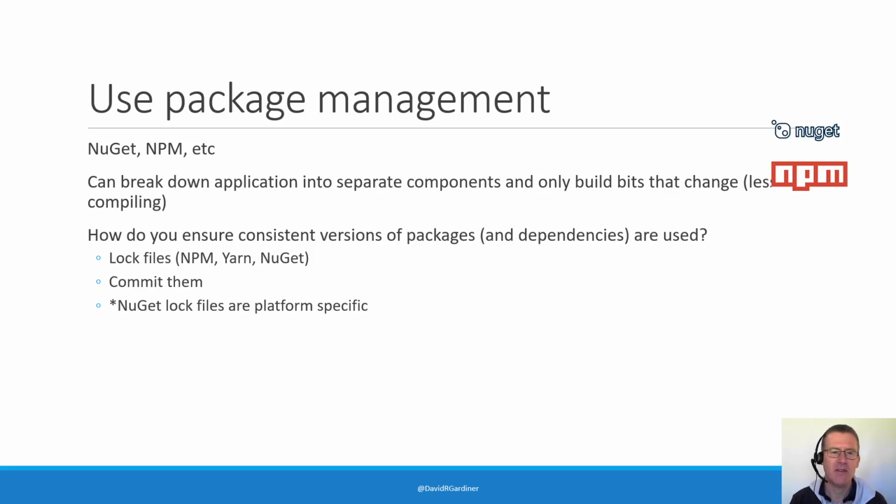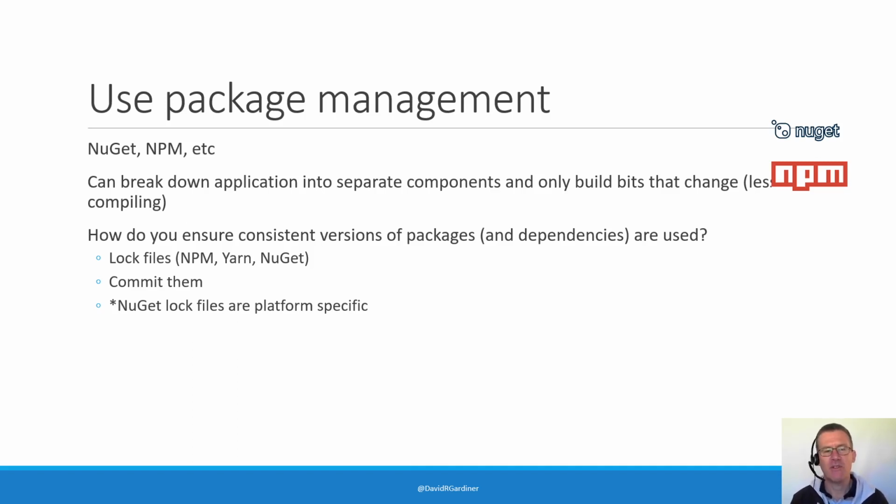So lock files are one popular way of solving this, something that NPM has had for a while, and Yarn, another NPM compatible package manager, supports them as well, and NuGet has more recently added lock files as well. Something to be careful of with NuGet, and something I've run into, is that when NuGet creates a lock file, it actually will take into account the platform that you're targeting, so Windows or Linux or Mac, and will embed that into the lock file.